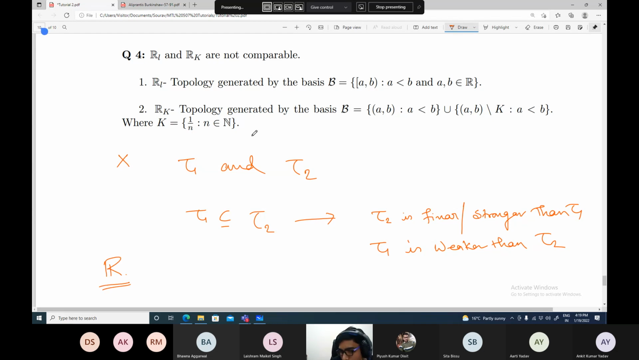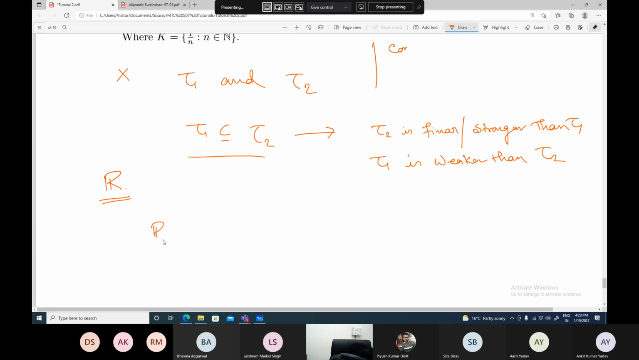And what do we mean by comparability of two topologies? Either tau 1 is weaker than tau 2 or tau 2 is weaker than tau 1. Either this or this one, then we say the two topologies are comparable. And here we are saying not comparable, so that's why we have to prove that RL is not weaker than RK, as well as RK is not weaker than RL.